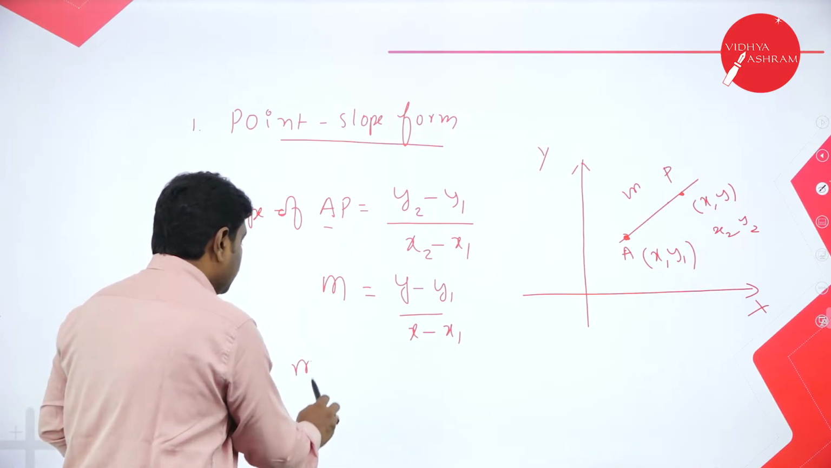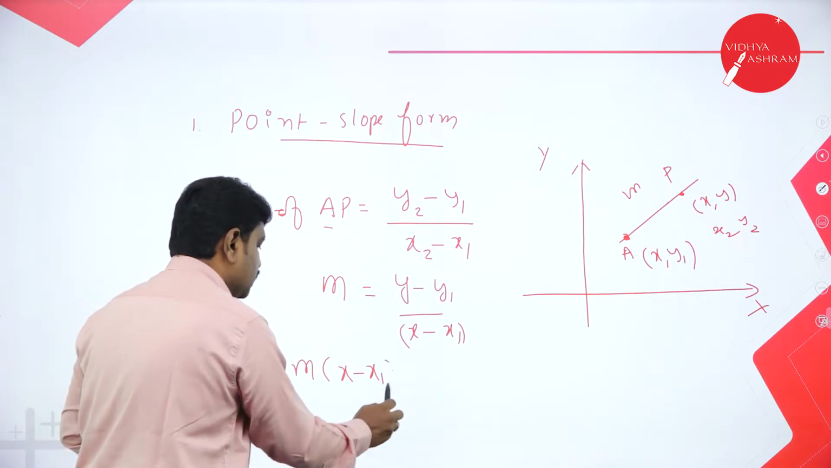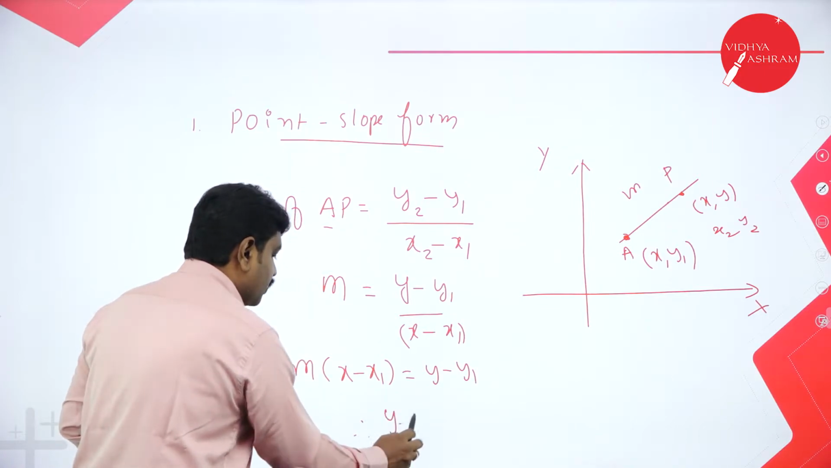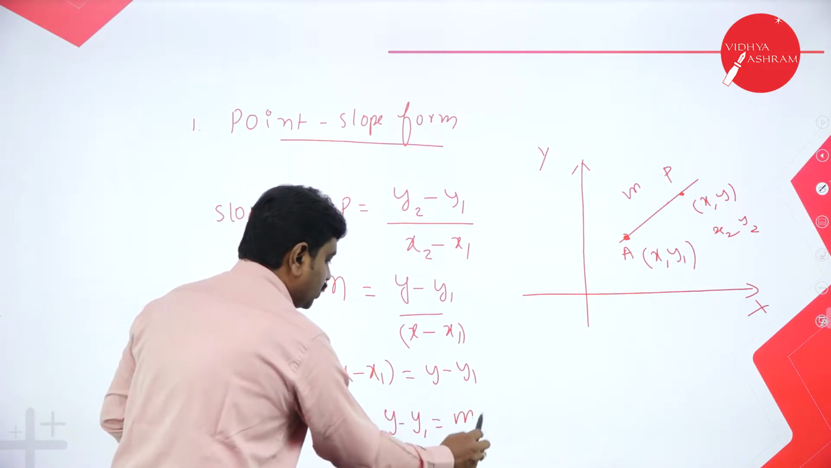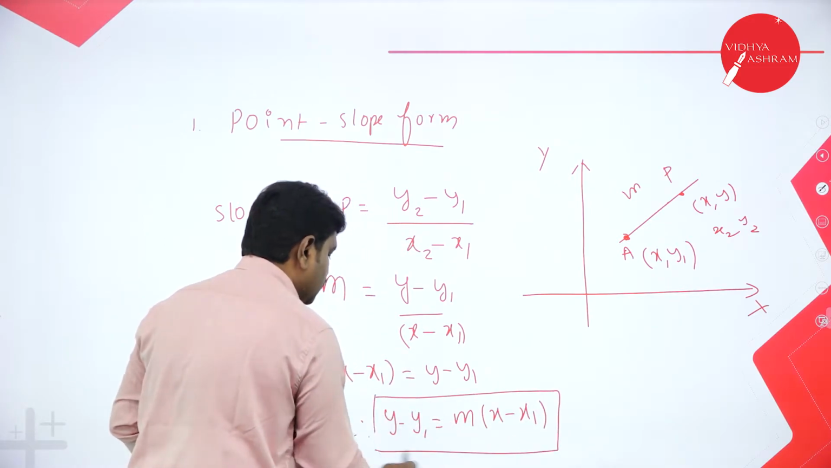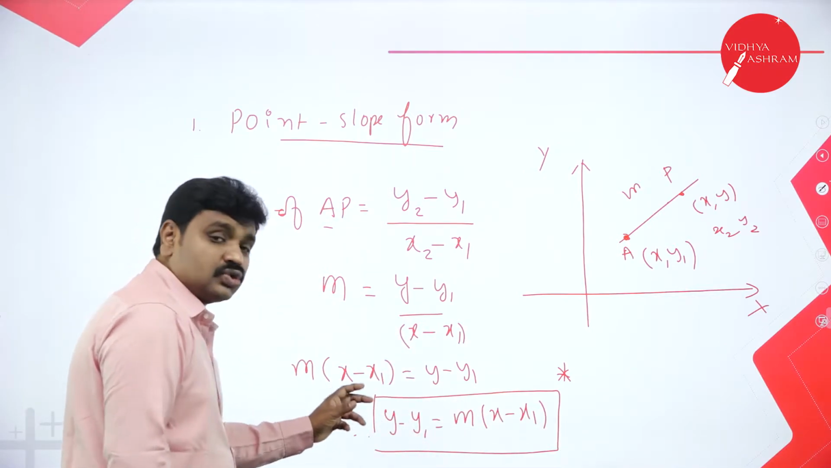Rearrange, I'll get m into (x minus x1). This denominator, transfer this side, it will become (x minus x1) into m is y minus y1. So therefore, what is the final equation? y minus y1 is equal to m into (x minus x1). This is called the point slope form of line.